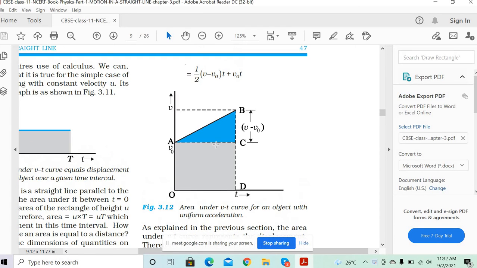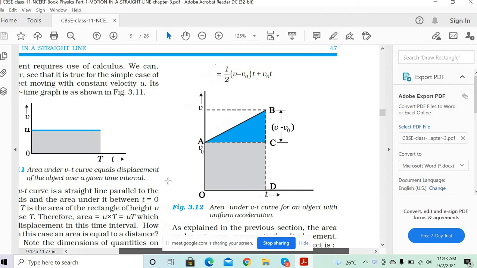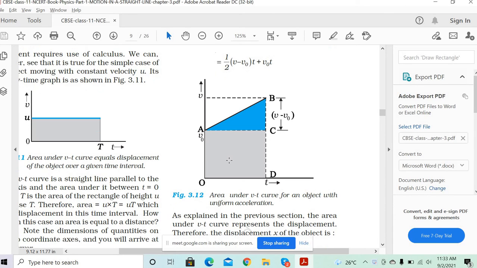Okay, tell me, what is this area under the VT graph for the object with the uniform acceleration? Explain to me what is happening in this part now. Okay, so right now, from A the velocity is increasing up till the point B, at time on the x-axis, until the point D. The velocity is increasing from A to B.